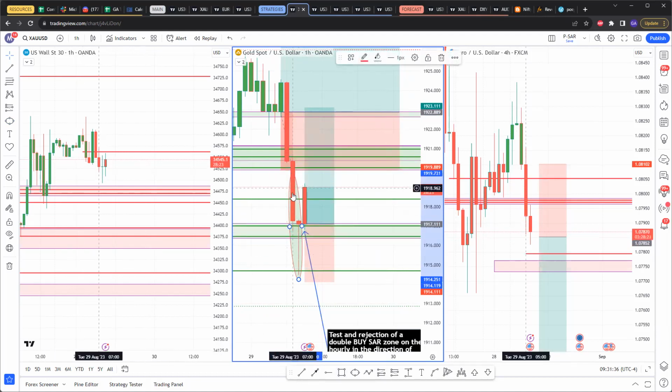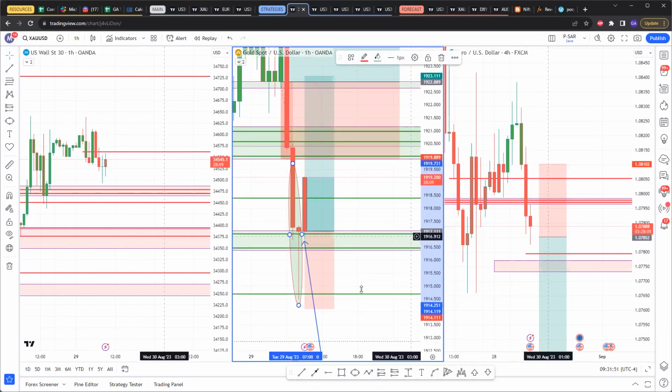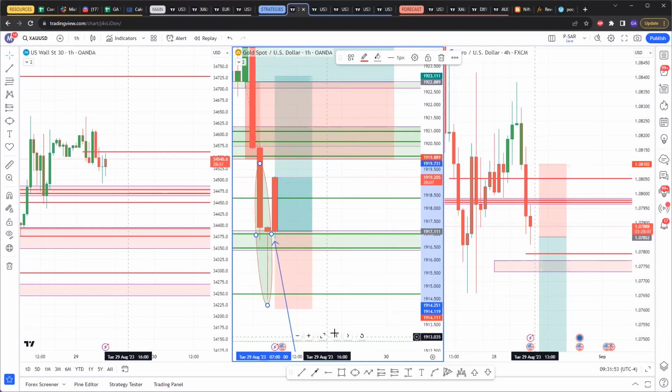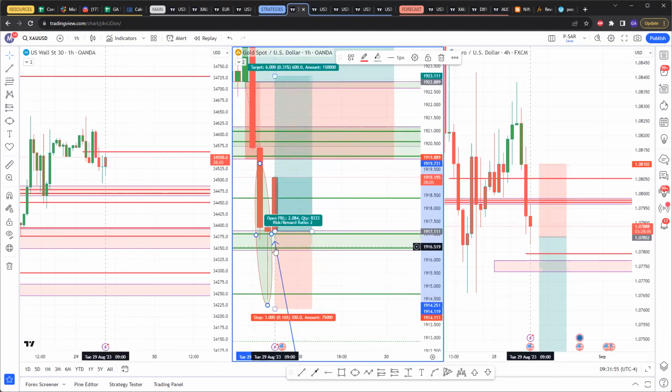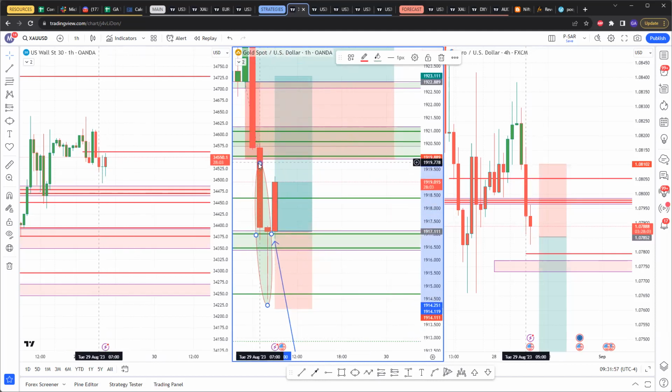So this right here is the test candle. It's testing the double SAR buy zone, and then the rejection candle also tested it and failed to close below it. For example, if this hourly candle had closed below here, the test and rejection entry would have been invalid. And you can see gold is pumping up. Unfortunately, I missed this trade by like 2 minutes.